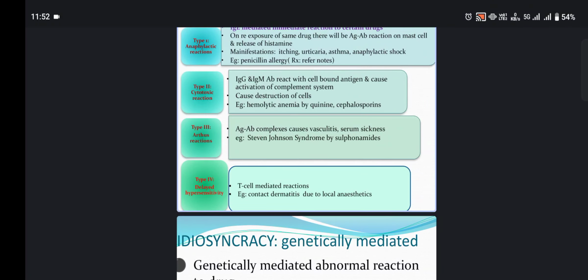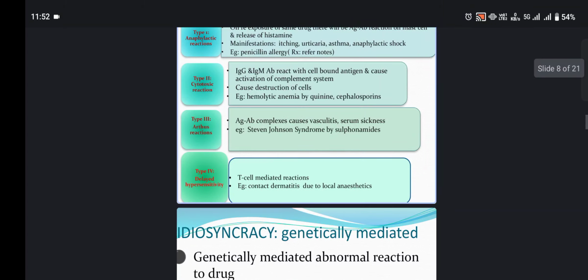In cytotoxic reactions, IgG and IgM antibodies are going to react with cell-bound antigen and cause activation of the complement system and cause destruction of cells. Okay. Here you know that antibodies like IgM and IgG are the cause of this kind of reaction. Okay, so comes the third one.